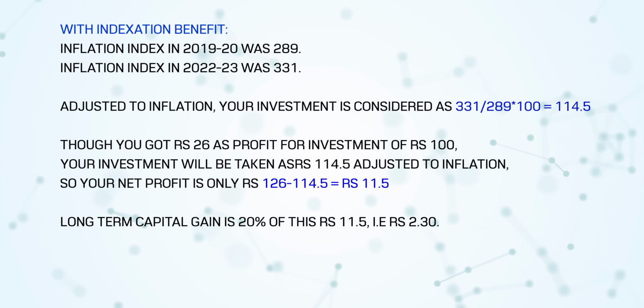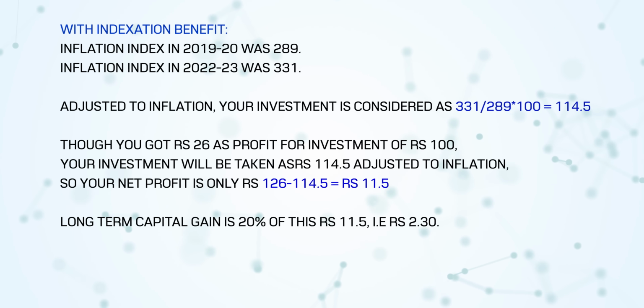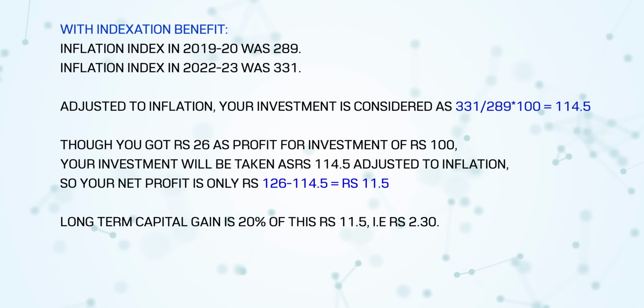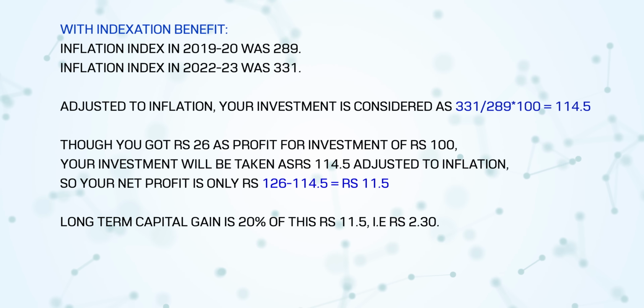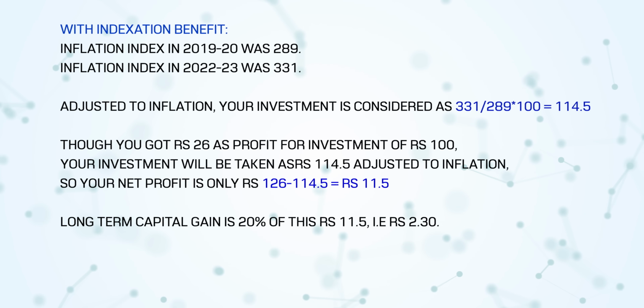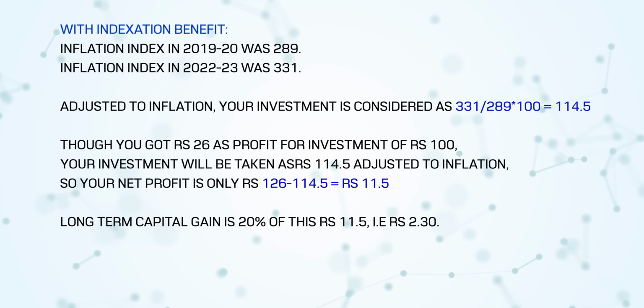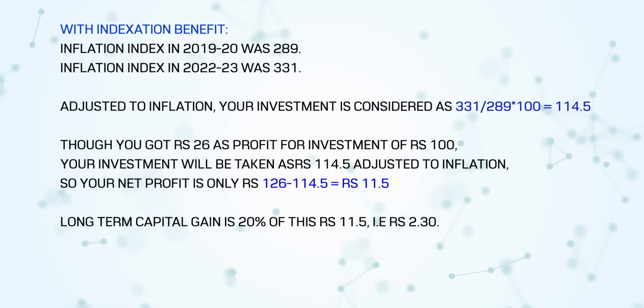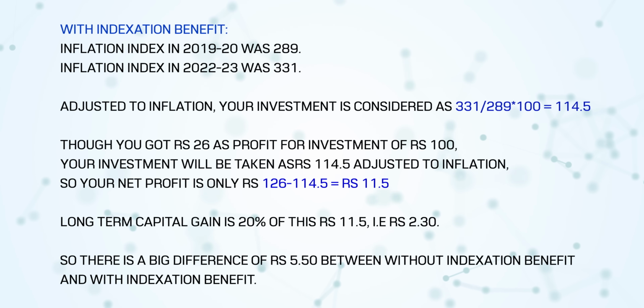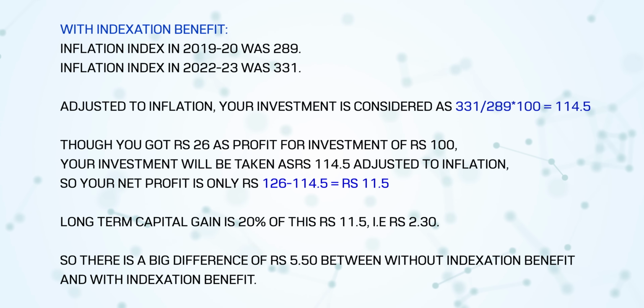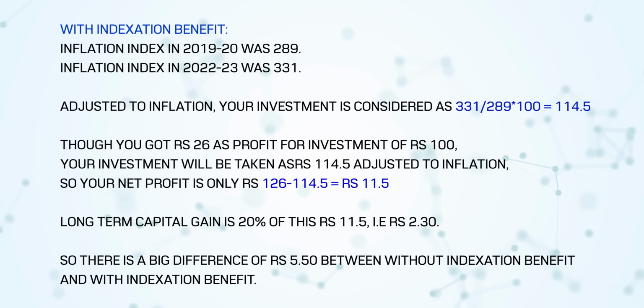So now your net profit is 11 rupees 50 paise, and 20% tax for that will be only about 2 rupees 30 paise. You see, without indexation benefit you pay 7 rupees 80 paise, with indexation benefit you pay 2 rupees 30 paise. So that means you are saving almost 5 rupees 50 paise. That's almost 5.5%. Assume that somebody invests 100 crore, so 5.5 crore will be the difference. So this is the magic of indexation.